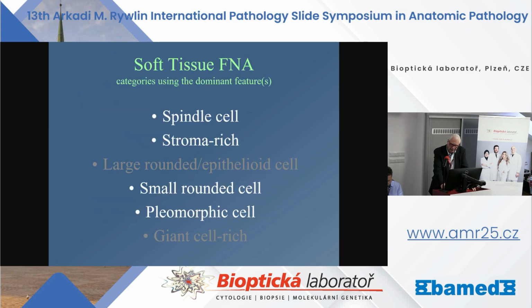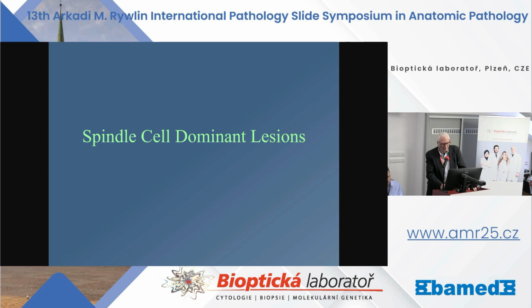Now, how do I mentally categorize FNA of soft tissue? I look at the most dominant feature, and that's how I subcategorize these. These are either spindle cell rich smears, or they're rich in stroma. They fall into the malignant small rounded cell category or the pleomorphic category. In the interest of time, I have excluded the large rounded epithelioid cell tumors. For instance, FNA of epithelioid sarcoma. I'm not going to talk about that, and I'm not going to talk about giant cell rich lesions because this is actually a 2-hour lecture that I'm going to try to finish in 40 minutes.